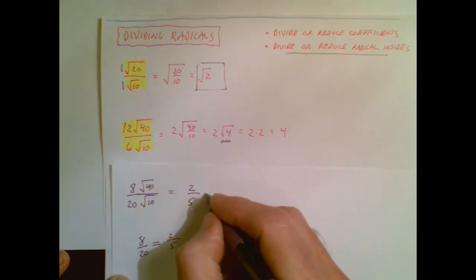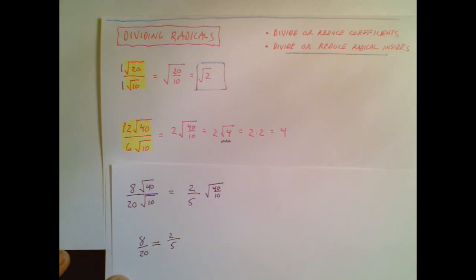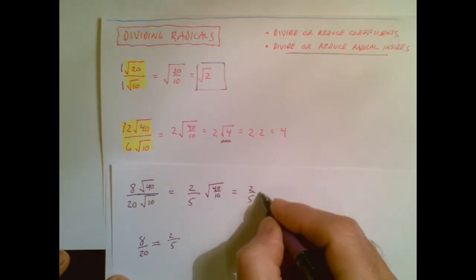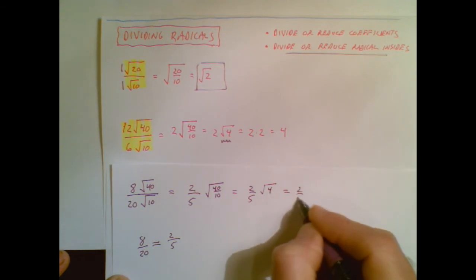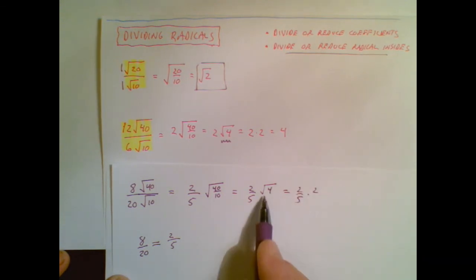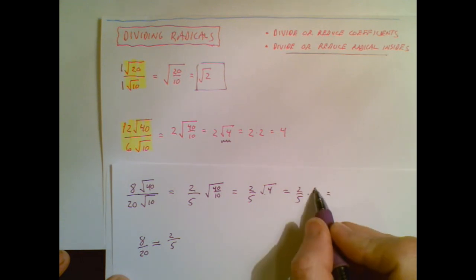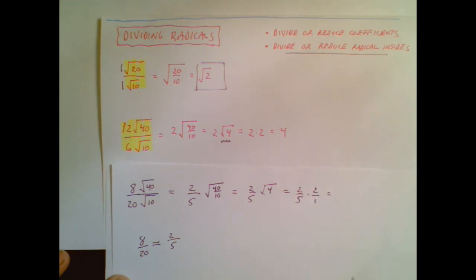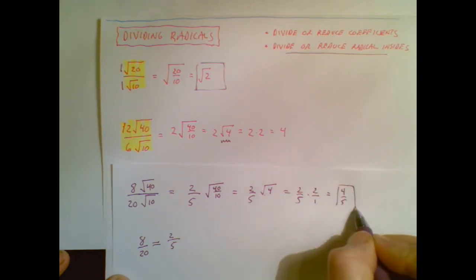40 over 10. And now I'm just going to continue on. The 2/5 is going to stick. The square root of 40 over 10 is the square root of 4. And the square root of 4 turns into a 2. Now I can multiply the 2's in the numerator. There's really a hidden 1 in the denominator. And my final answer is 4/5.